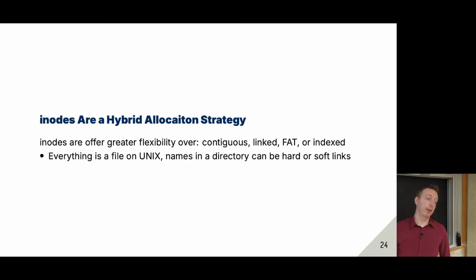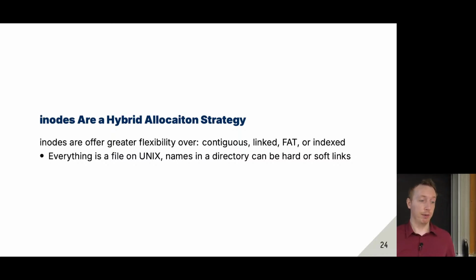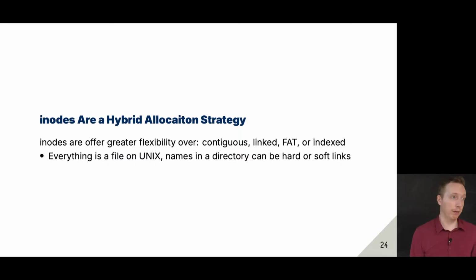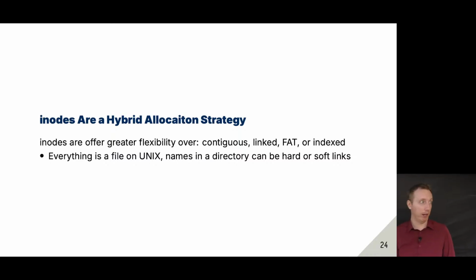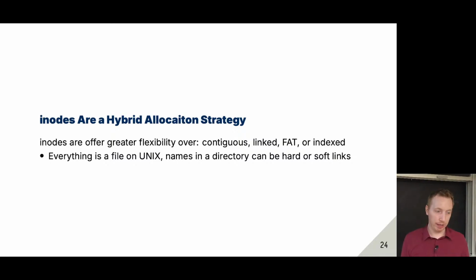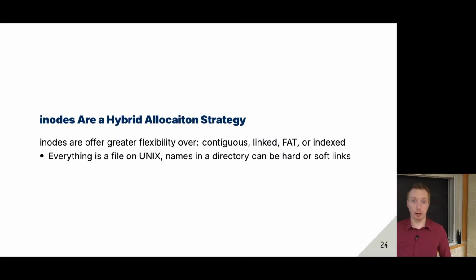And on Unix, everything's a file named in a directory, which can either be hard links or soft links. Most things are hard links, and a hard link is basically just a name to an inode. You can think of a soft link as just a name to a name, but technically it's a name to an inode, and then that inode has a name on it. So as you might have discovered from Lab 6, soft links are technically stored the same way, but you can think of them as name to name, hard link as name to inode.